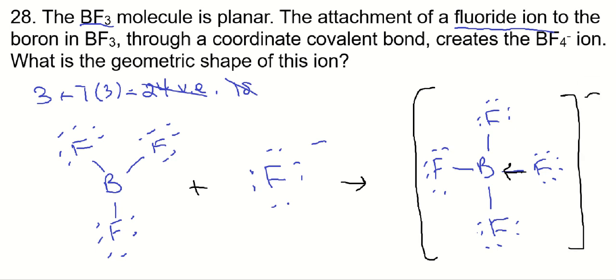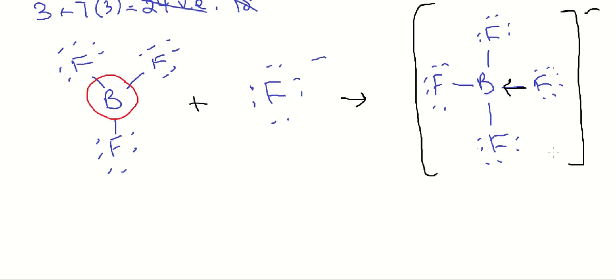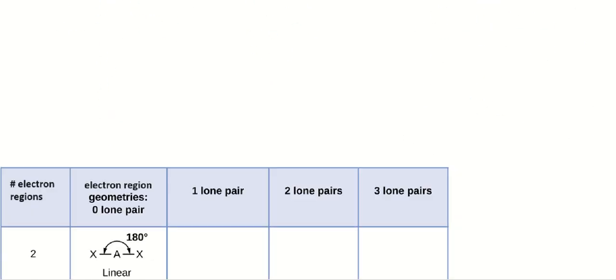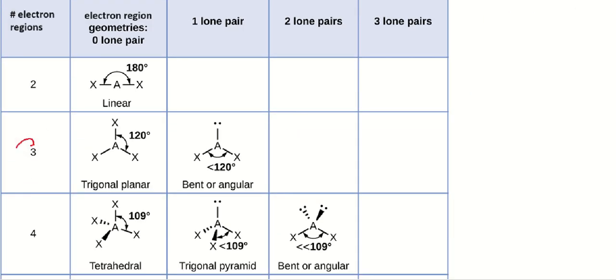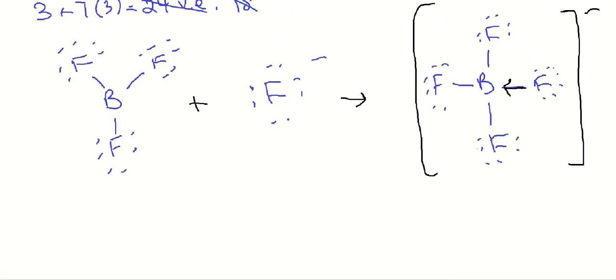Now let's compare the geometry between the BF3 and the BF4 minus. So notice the boron in BF3 has 3 regions of electron density. 1, 2, 3. They're all bonded. There are no lone pairs. So when you have 3 regions of electron density and there are no lone pairs, then that geometry is going to be trigonal planar. It's a triangle all on the same plane. So that means the bond angle here is 120 degrees.